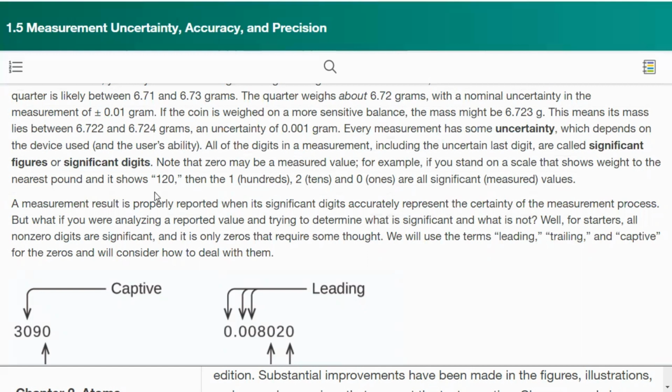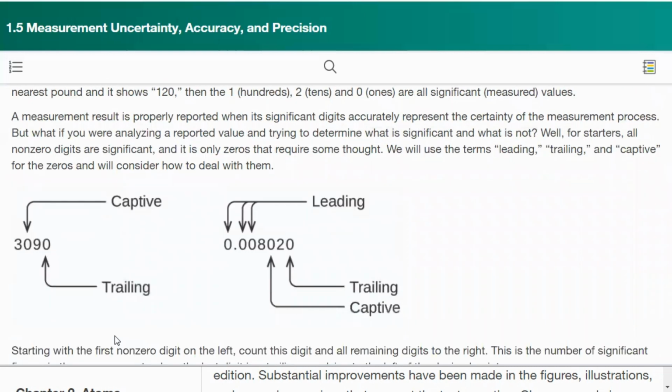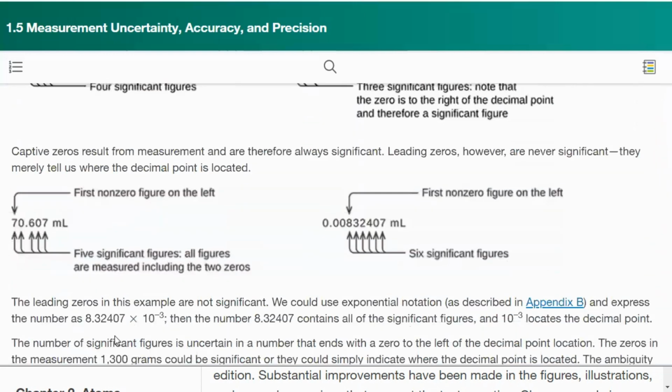Okay. Here's an example. This scale measures to the nearest pound, so we actually have information that's telling us it's measuring to the nearest pound. So this 0 is significant. But in this case, if we didn't have any other information, we would assume it's not significant. So that is one of the problems there. So just be aware of it.